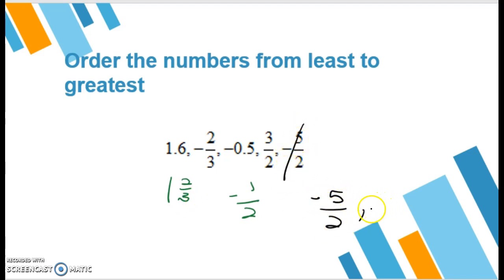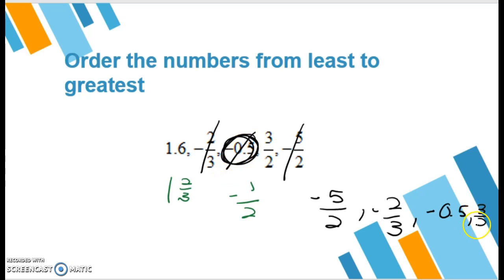And then next I'm going to have -2/3. I'm going to have -0.5. Even though this is a fraction, remember you need to put it in its original form. Then I have 3/2, and I'm going to write it down here, 1.6. All right, so even though I changed it into a fraction, you need to make sure that you put it in the right form as your final.